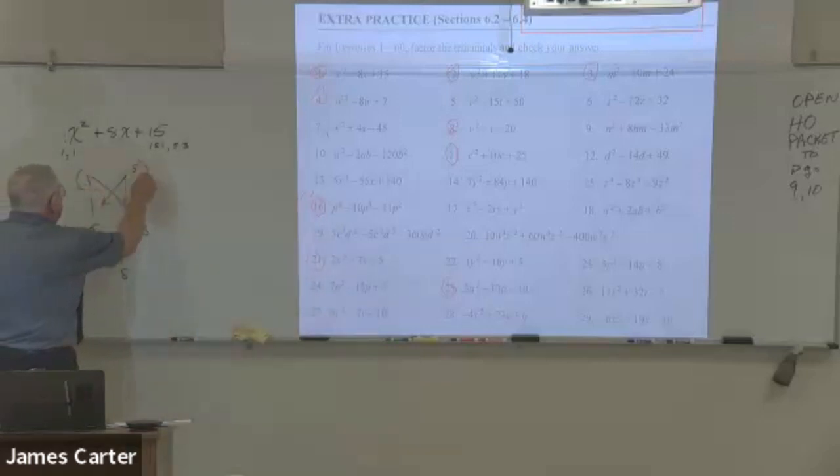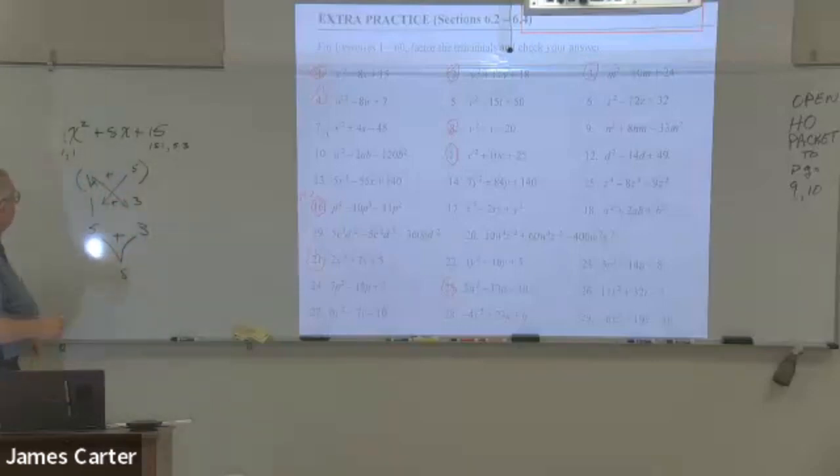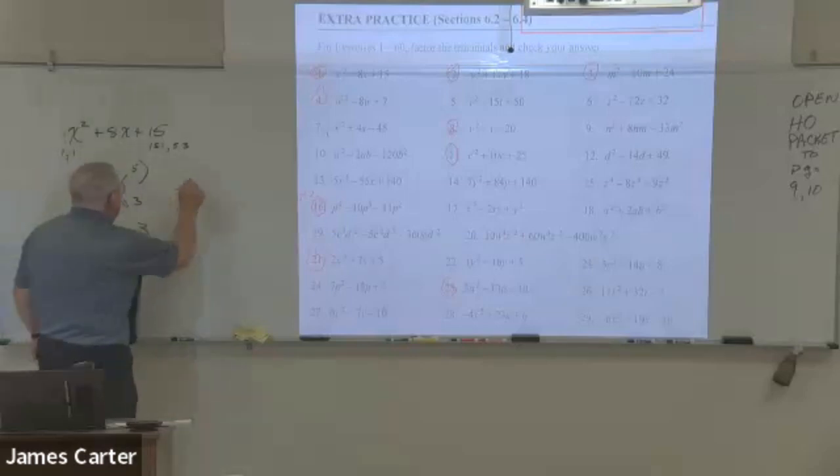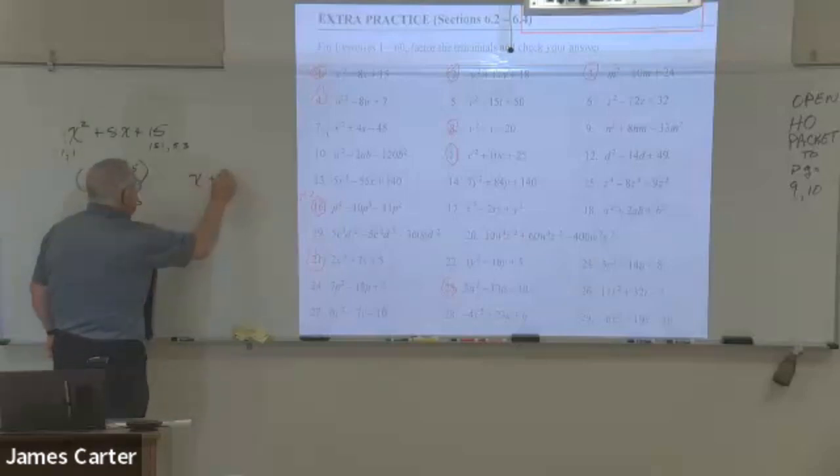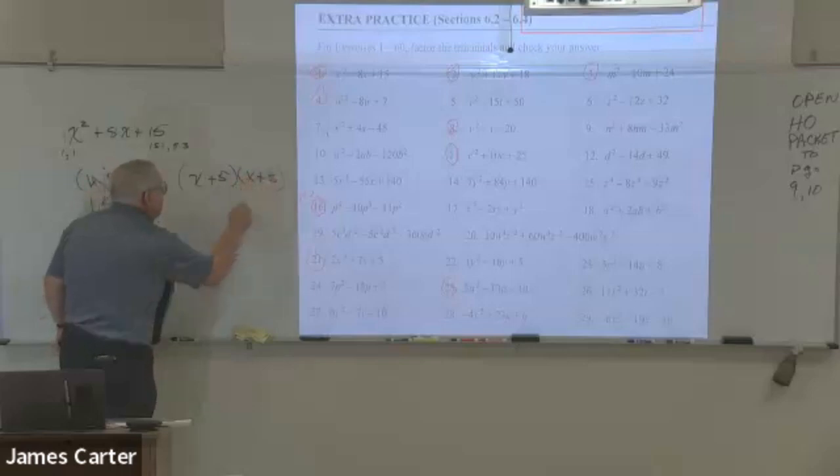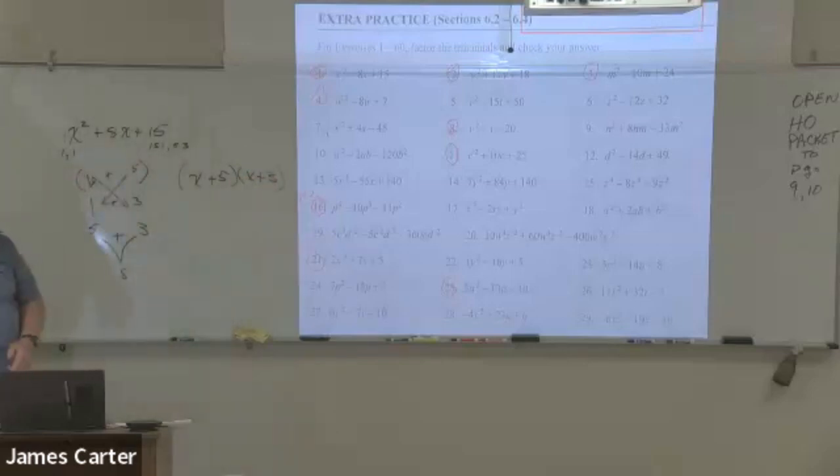Let's put a parentheses there and put our X in here. And because these have both got to be positive, and we'll talk about when it's different in just a moment, here are my two factors. x plus 5 times x plus 3. Isn't that kind of logical? Okay.